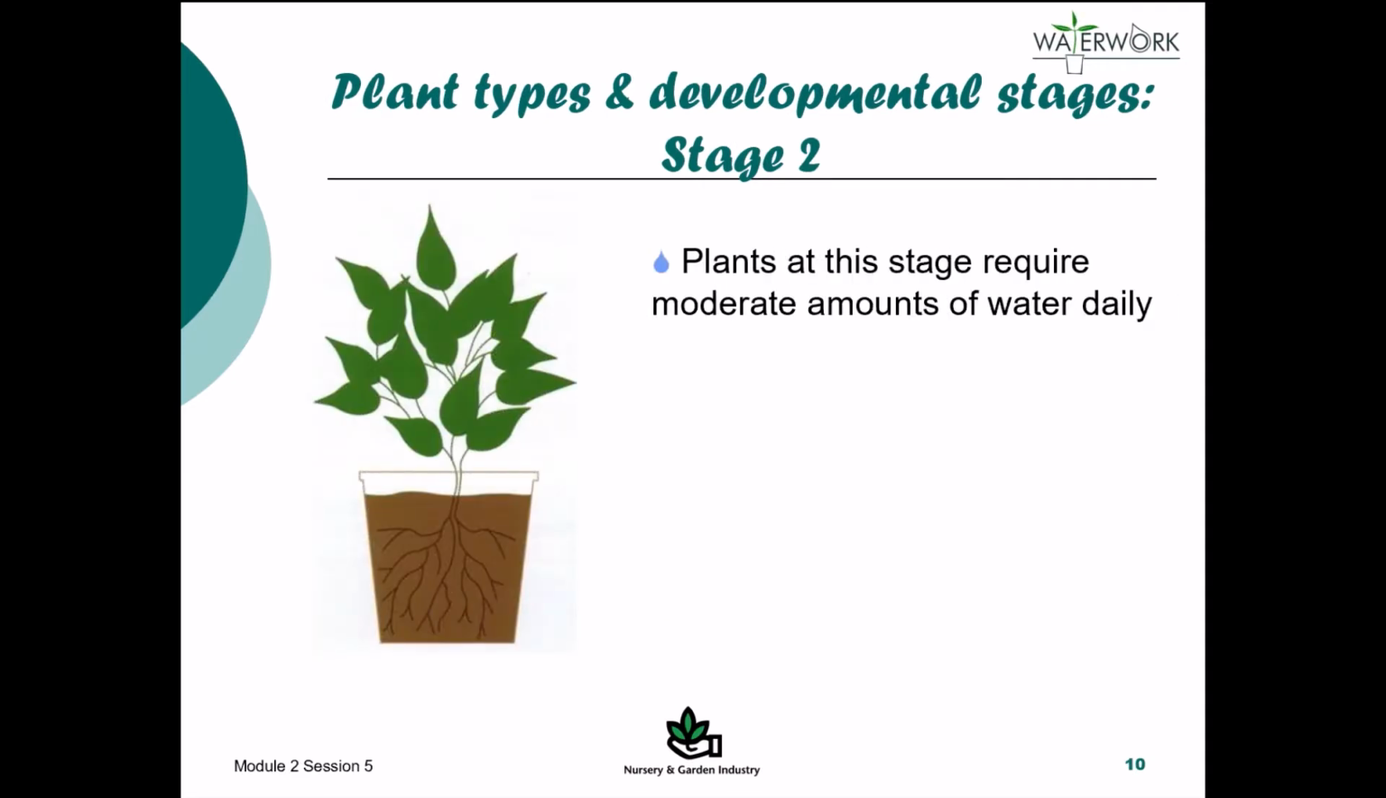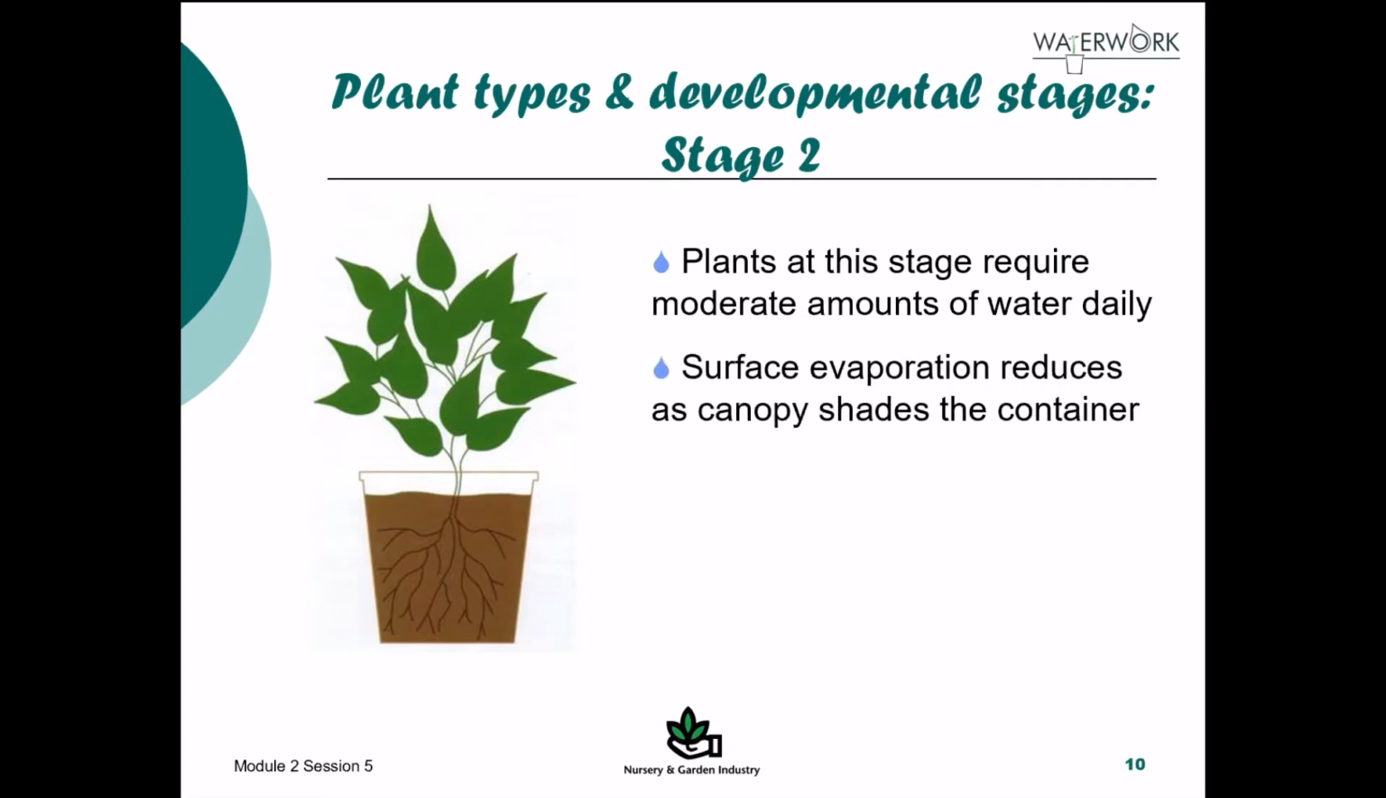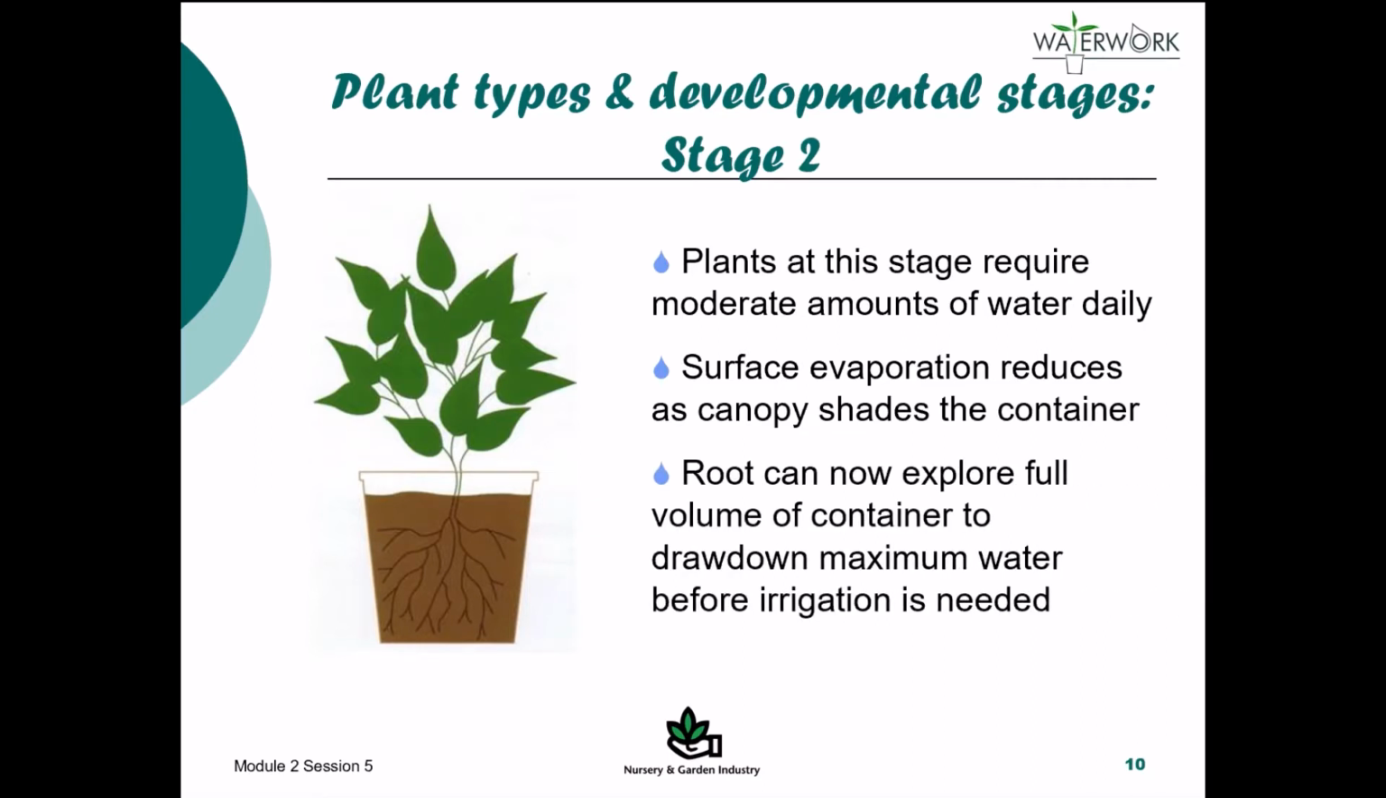Plants at the next stage of growth will require moderate amounts of water, but no more than daily. The canopy generally shades the top of the container, reducing surface evaporation, and the roots can generally explore the whole of the growing media volume to draw down the maximum amount of water before needing to be irrigated.